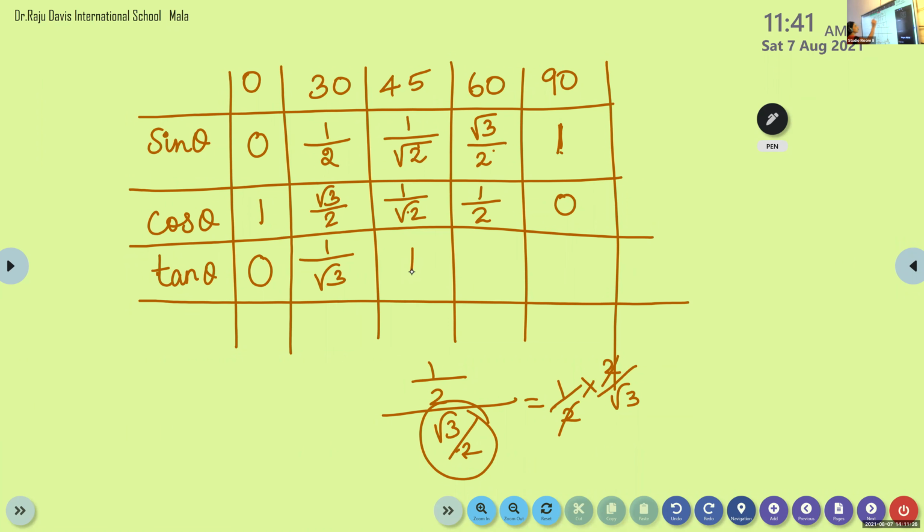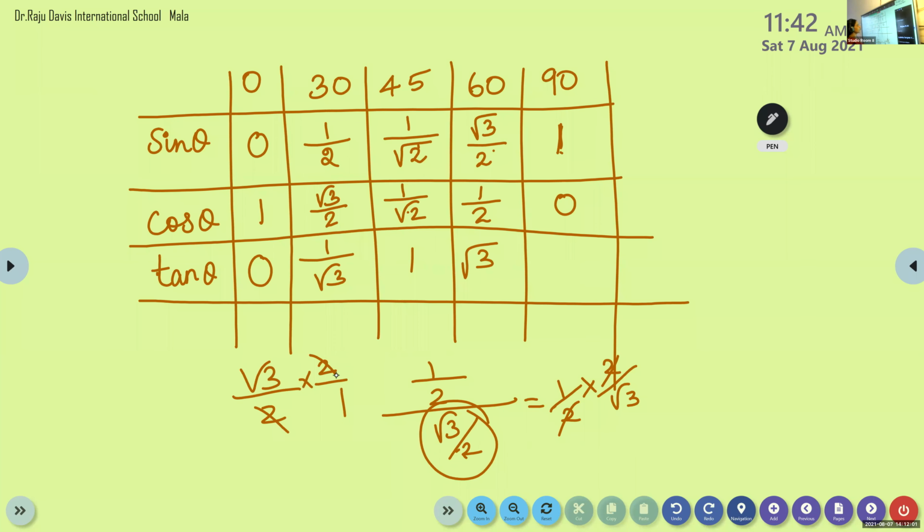Then tan 60. What will be the value of tan 60? What is the value of tan 60? Tan 60 is sin 60 by cos 60. So what will be the value? Root 3 by 2 by 1 by 2. Root 3 by 2 into 2 by 1. So root 3 by 1, which is the same as root 3.